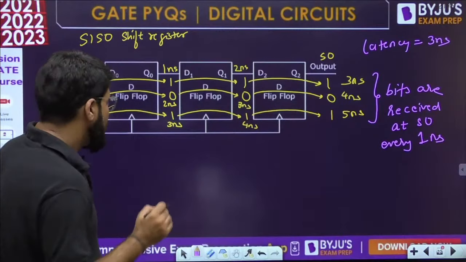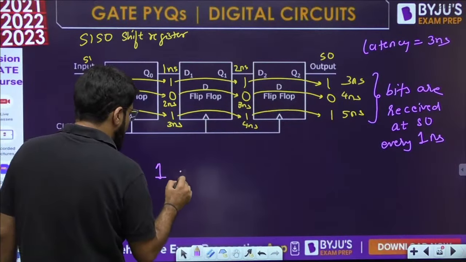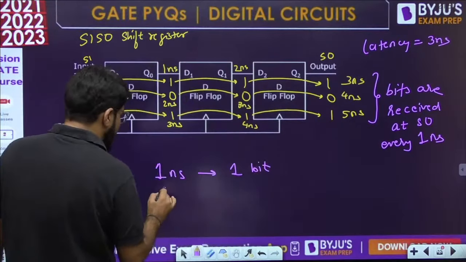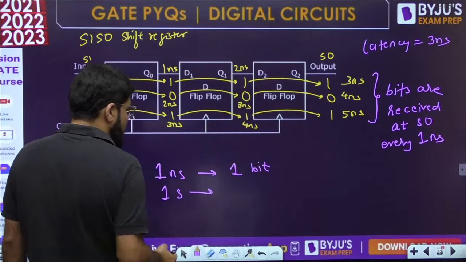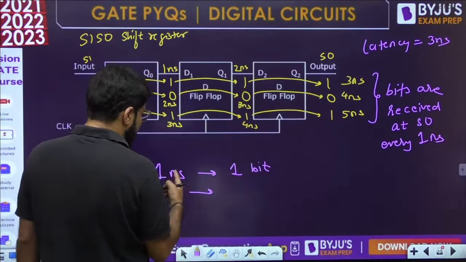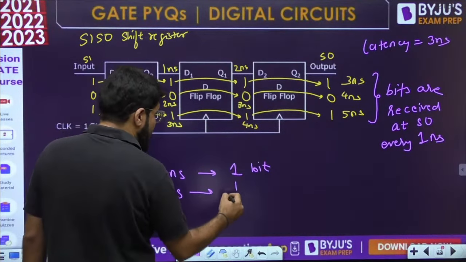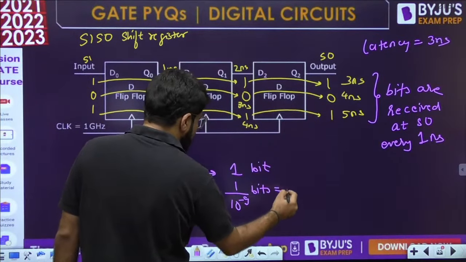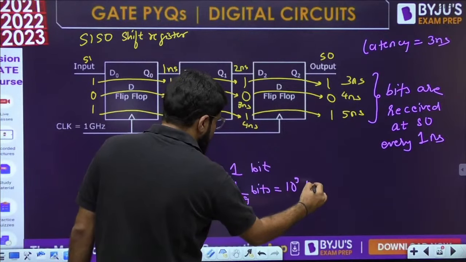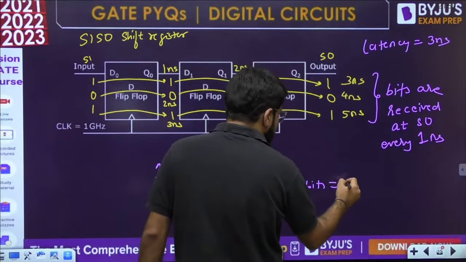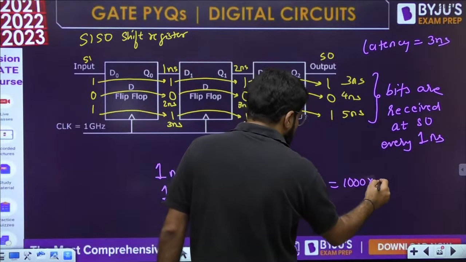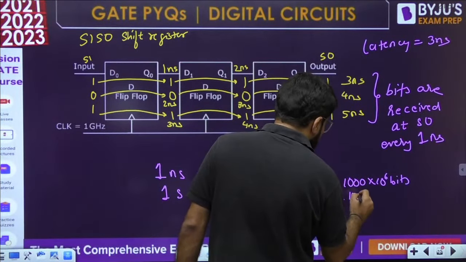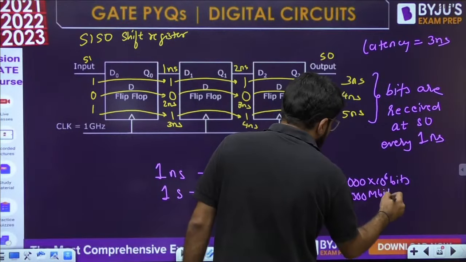ठीक है, तो I can say that in 1 nanosecond, 1 bit is passing. So, in 1 second, how many bits are passing? 1 nanosecond is 10 power minus 9 second, so I will divide by that: 10 power 9 bits. 10 power 9 bits को break किया, 10 power 3, that is 1000 into 10 power 6 bits. 10 power 6 ko we all know mega bolte hain.